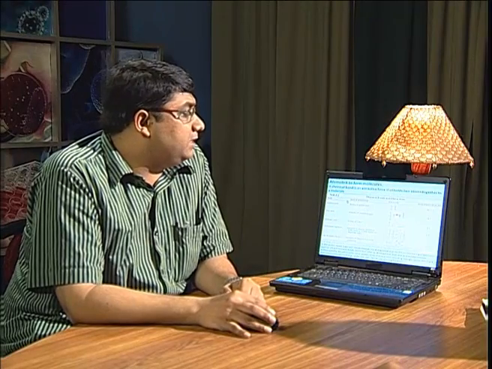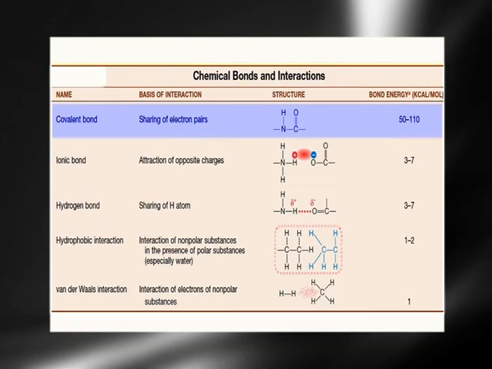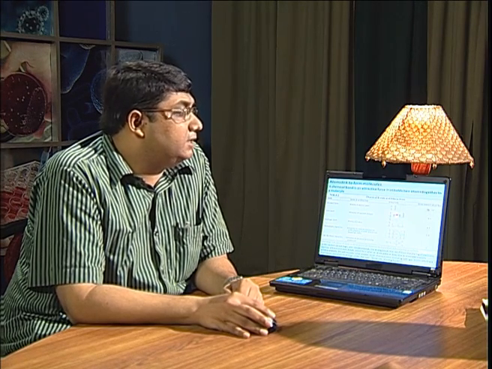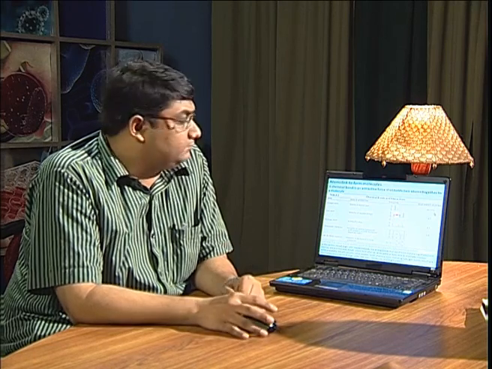Now atoms can be linked with each other to form molecules. This link is termed a chemical bond, which is an attractive force that holds the 2 atoms together in a molecule. Now, these chemical bonds can be of various types. For example, covalent bond, which results from sharing of electron pairs. And under physiologic condition, that is in presence of water and a particular pH and ionic strength, the bond energy of a covalent bond can range from 50 to 110 kilocalorie per mole. So it is quite strong.